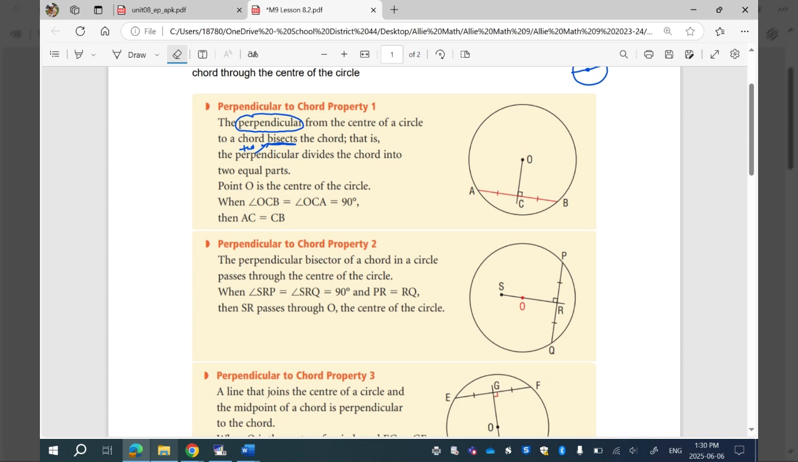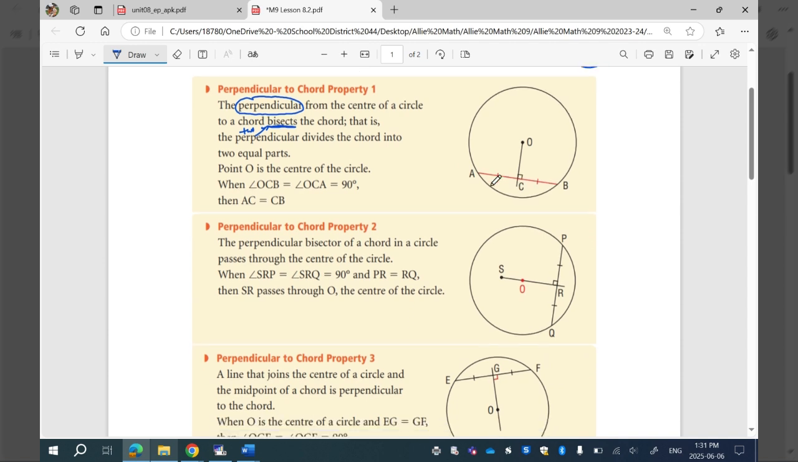So this is saying the perpendicular from the center of the circle to a chord bisects that chord. A line that goes from the center of the circle and is perpendicular to the chord is going to slice it into 2 equal parts. That is, the perpendicular divides the chord into 2 equal parts. There you go. So point O is the center of the circle. When angle OCB equals angle OCA equals 90 degrees, then AC is equal to CB.